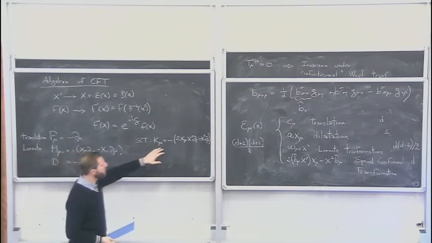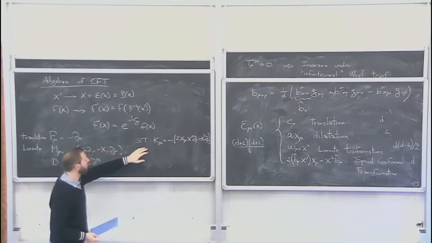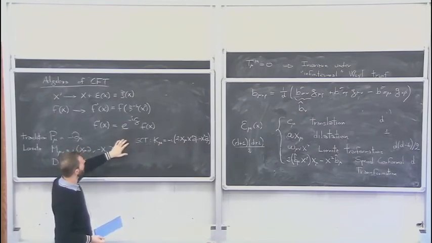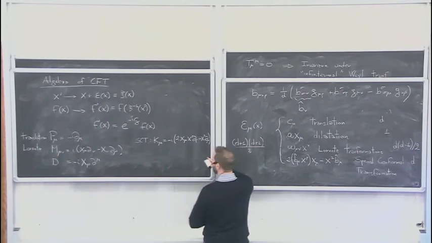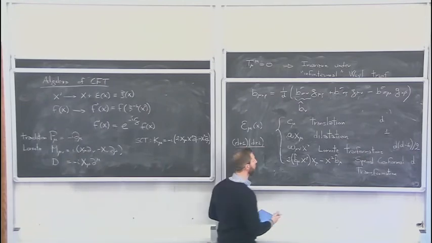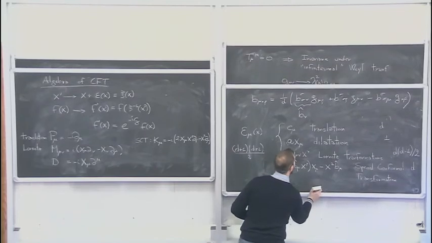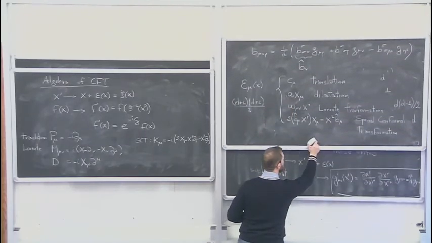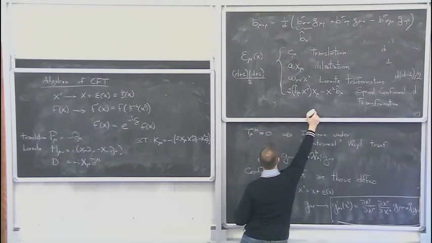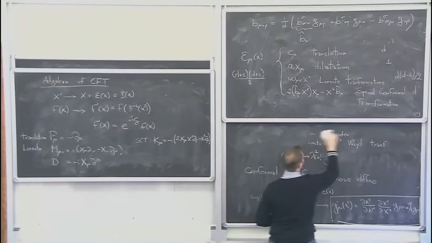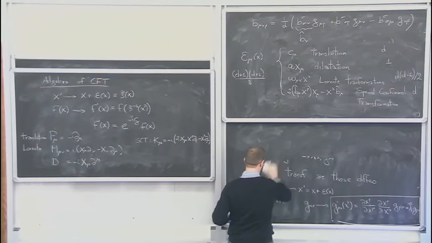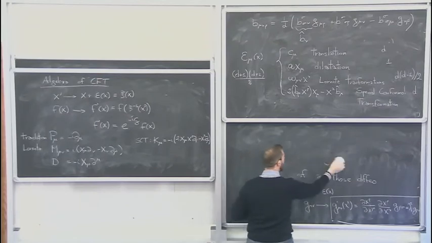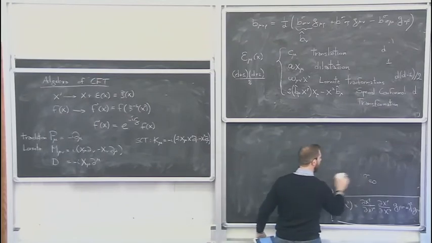Okay, so this is the differential implementation of the generators on functions of coordinates, and then using this explicit form, we can work out the algebra of these generators. I invite you to do this exercise. I will not do it on the blackboard because the probability that I make some mistake is like 1.